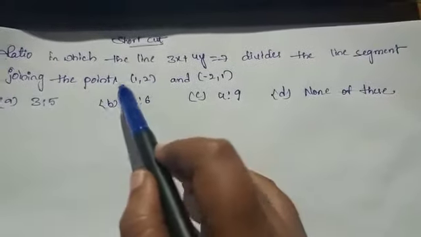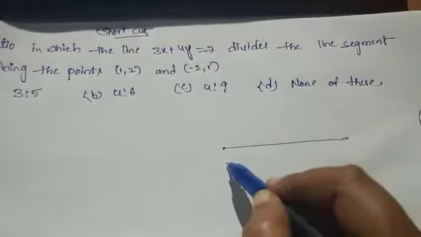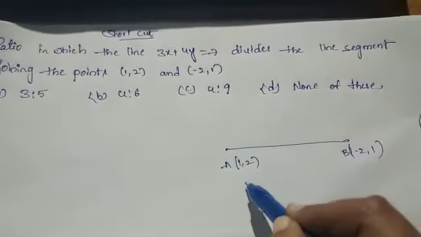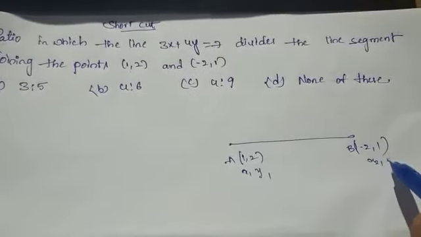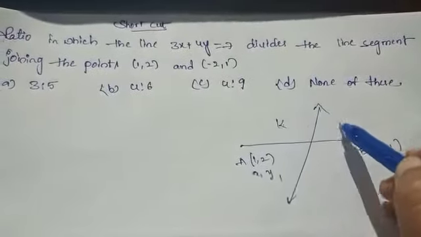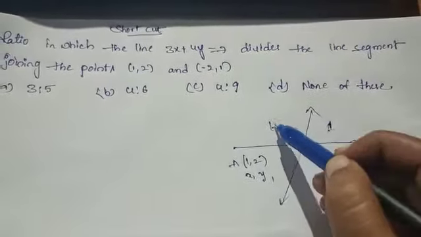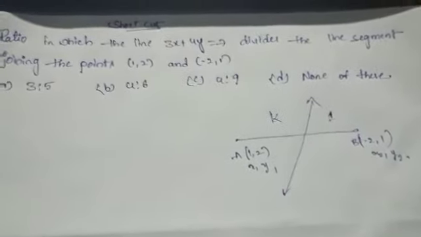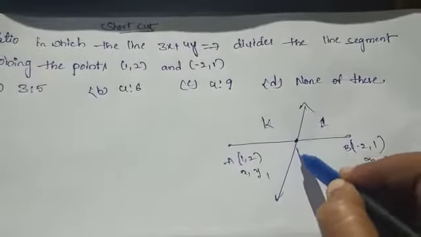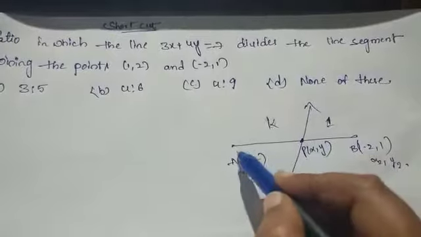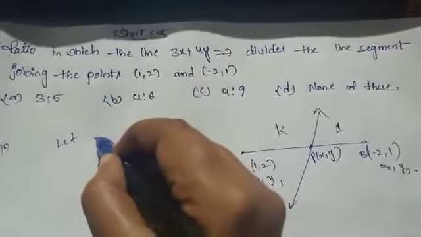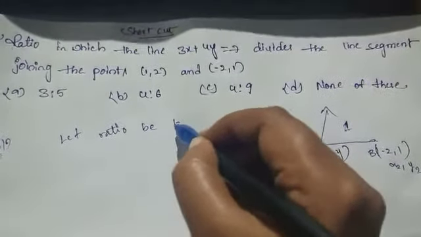See, the line segment endpoints: let A be (1, 2) and B be (-2, 1). This is x1, y1, x2, y2. Here the line divides the line segment in the ratio k is to 1. We know the actual procedure. The intersecting point P(x, y) divides the line segment in the ratio k is to 1.